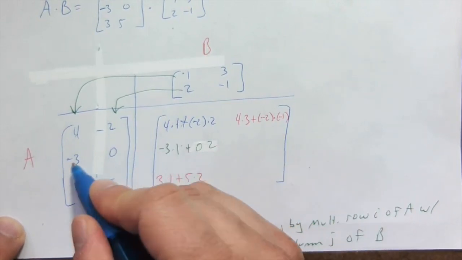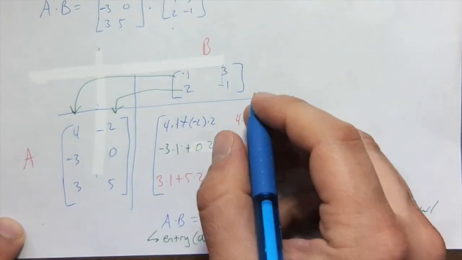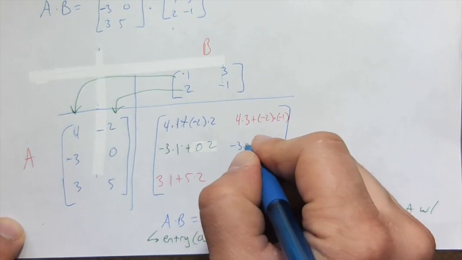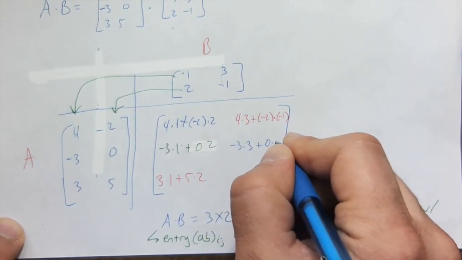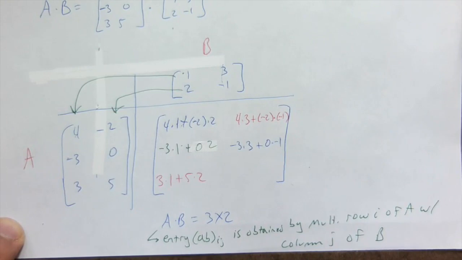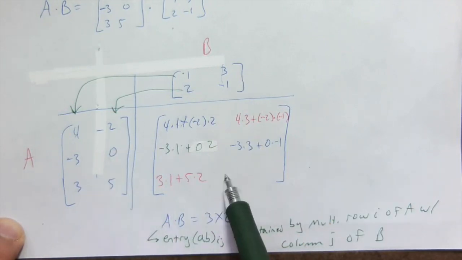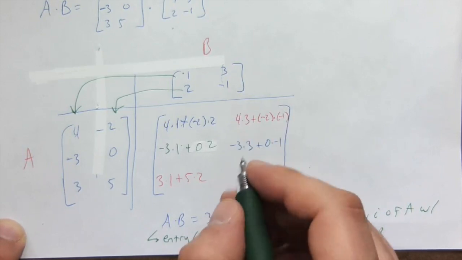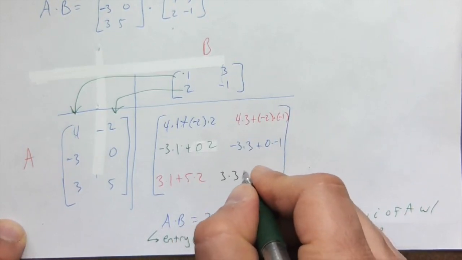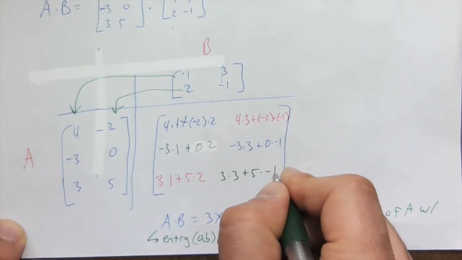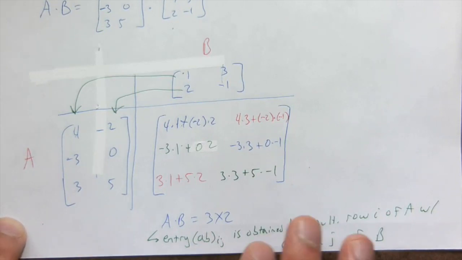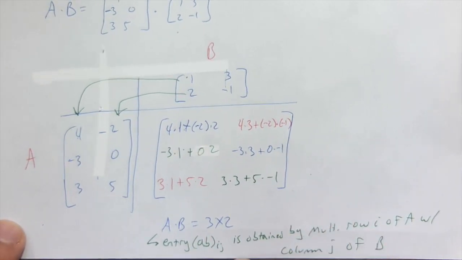This entry lines up with this row and that column, so this is going to be minus 3 times 3 plus 0 times minus 1. And then the last entry lines up with the last row and the right column. This is going to be 3 times 3 plus 5 times minus 1. And so again, we're dotting the ith row of A with the jth column of B to get entry ij.